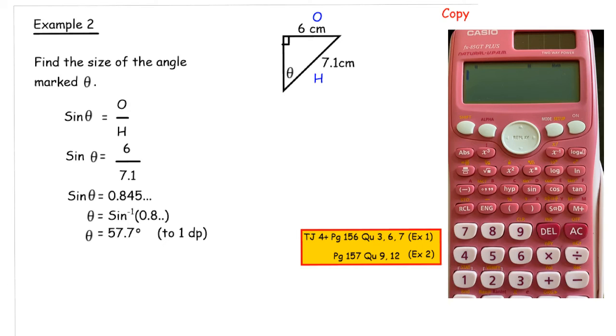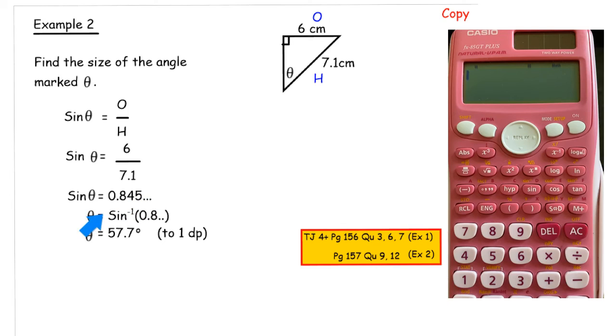So sine of theta, because theta is what we're working out this time, so I've just had to keep it in the ratio. So sine of theta is the opposite, which is 6, divided by the hypotenuse, which is 7.1. Then we type in 6 divided by 7.1 to change it into a decimal, 0.845. The answer keeps going, so I've put dots.